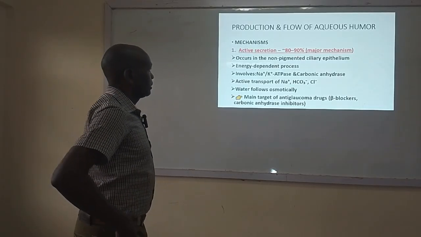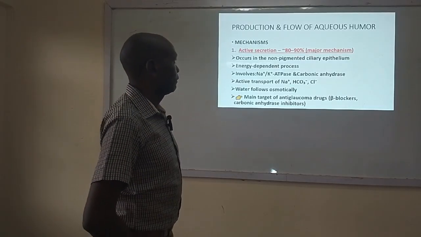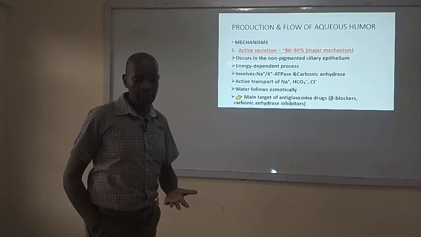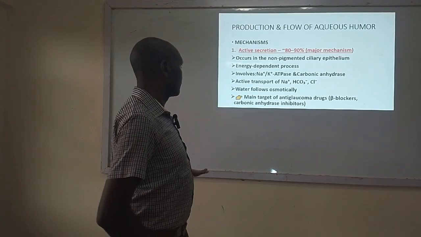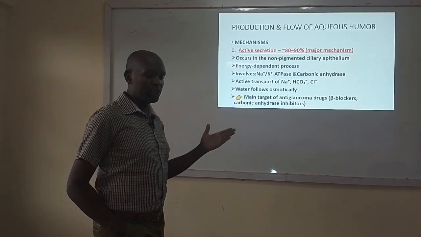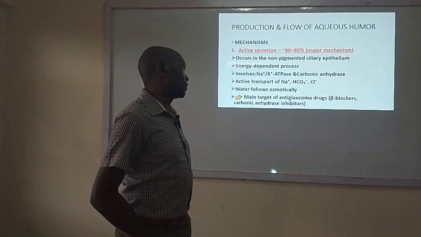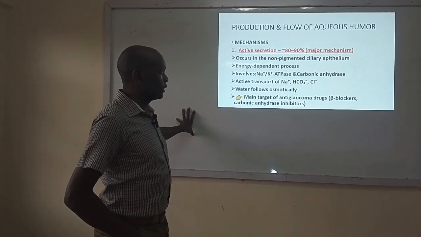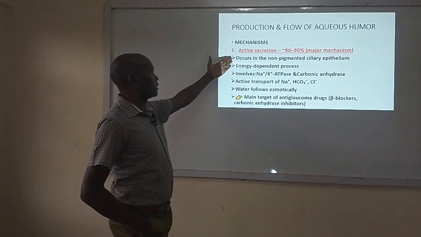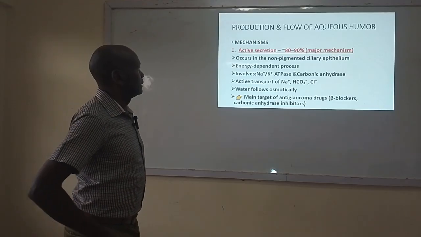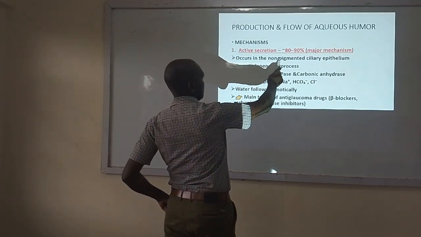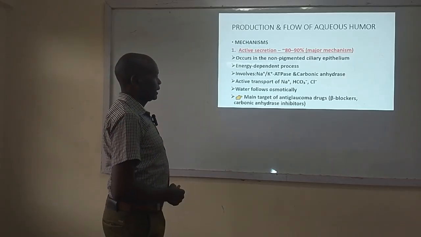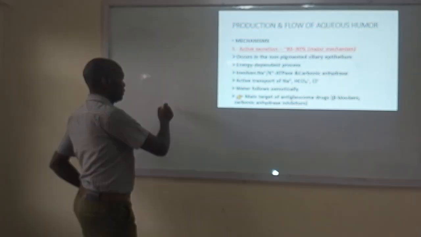So we had talked about production and flow of aqueous humor, the mechanisms. We said there are three. There is active secretion, which is the major one. We shall see there's also ultrafiltration and there's also diffusion. So here it takes place in the non-pigmented ciliary epithelium. When you do the anatomy, that is the histology.